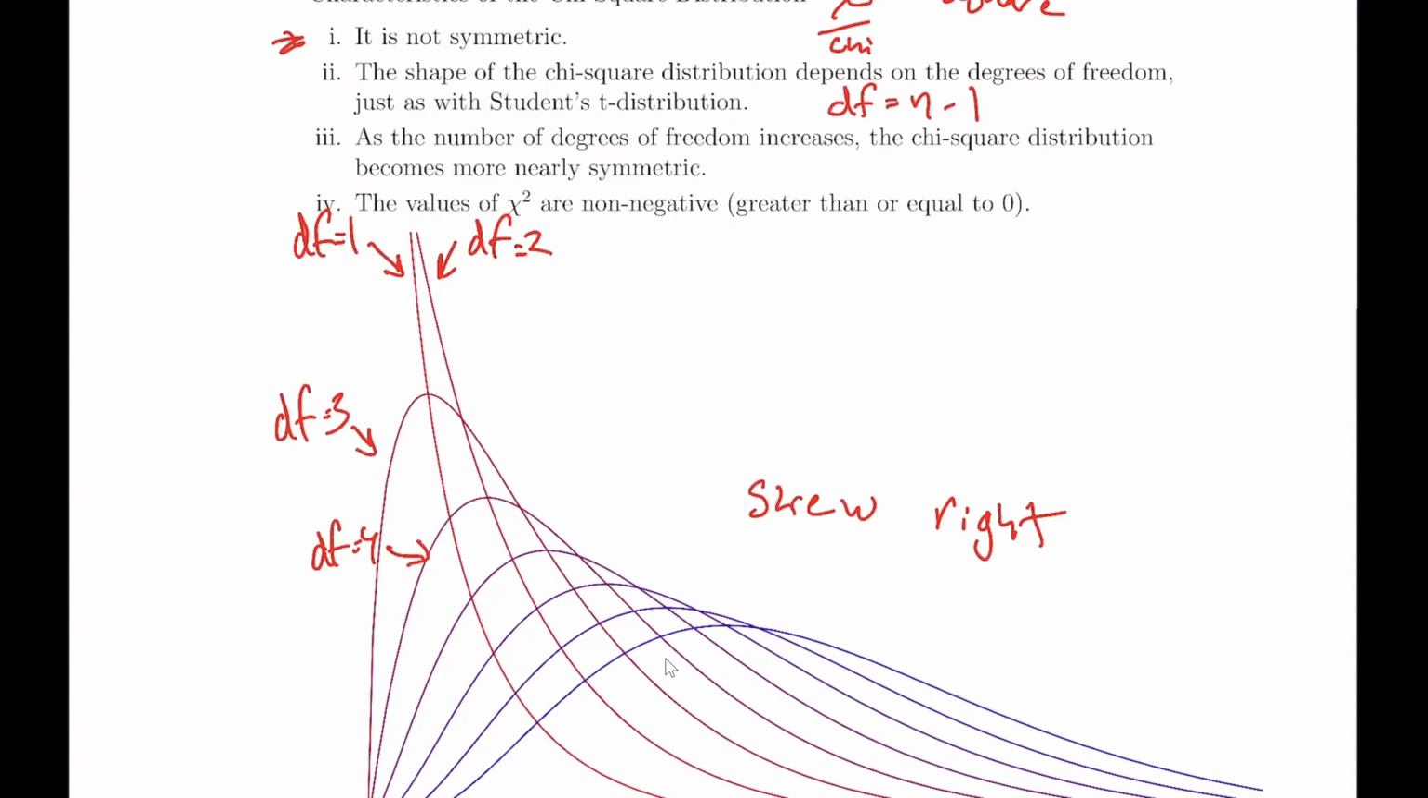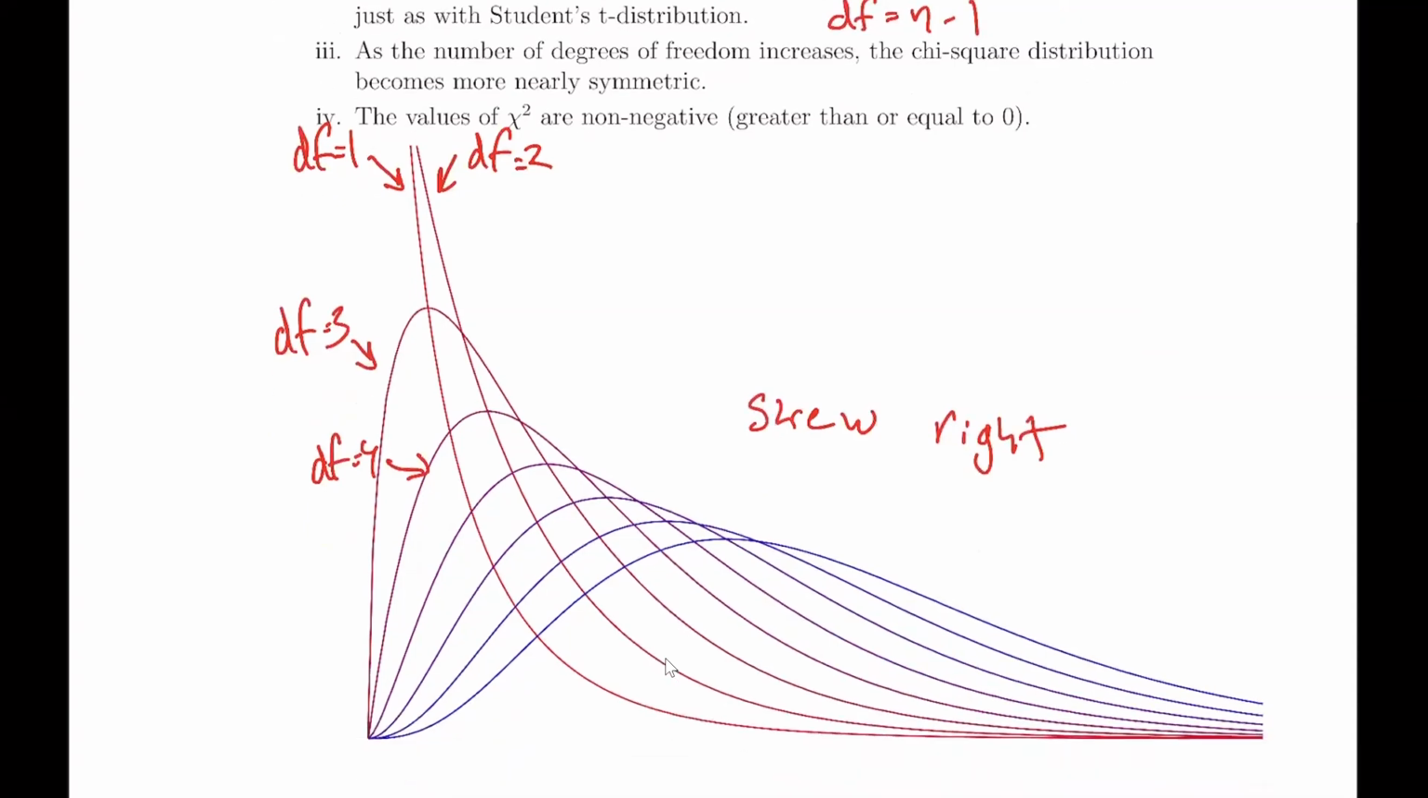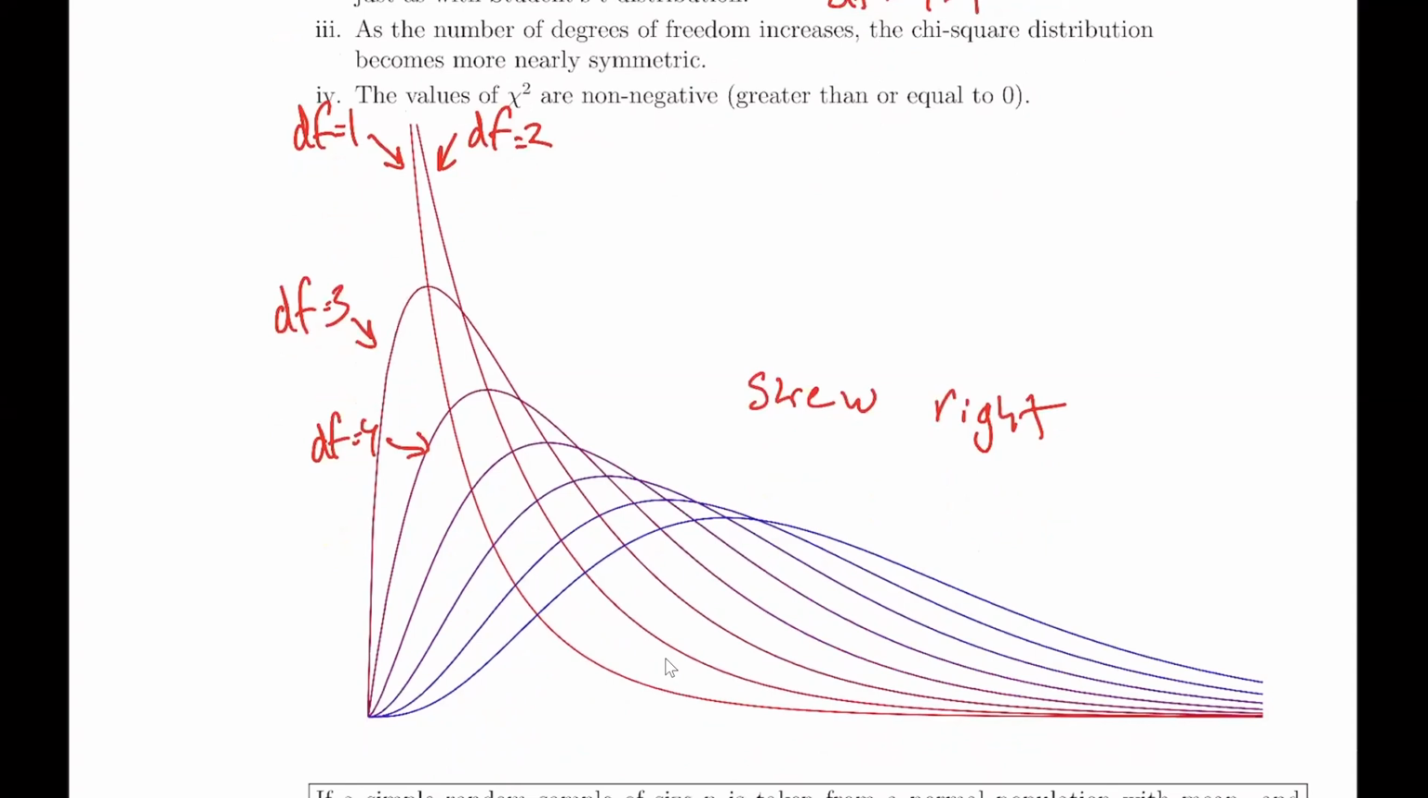All right, so the next thing is Roman numeral number 3. It says, as the number of degrees of freedom increases, the chi-square distribution becomes more nearly symmetric. If you look at these drawings that I have here, it started looking like, hey, the bigger the sample size gets, the more and more it becomes symmetric. So that's what that last one is saying. You're following the law of large numbers: the bigger the sample size gets, the more it becomes normal and symmetric.